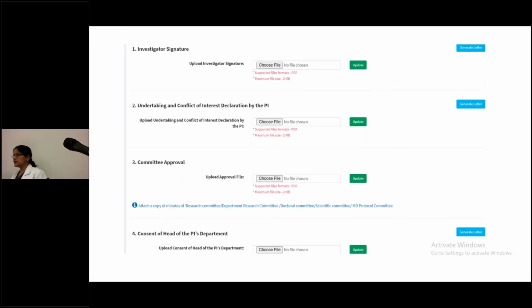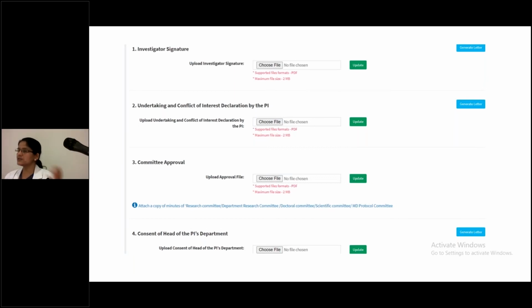So for SGPGI, every project undergoes a committee approval. For MD students, we have a dean committee for MD projects. So we get a letter from the dean that these are the number of projects which have been approved. That is how that has to be uploaded on this site. Then you have to have a consent of the PI's department, and you can generate the letter and then upload it. The importance of generating these letters from here is you don't need to do much, because when you download it from here, these letters will already have the title of your study, the name of the PI, the name of all your co-PIs, and also the name of the student. So that is the advantage of this online system.